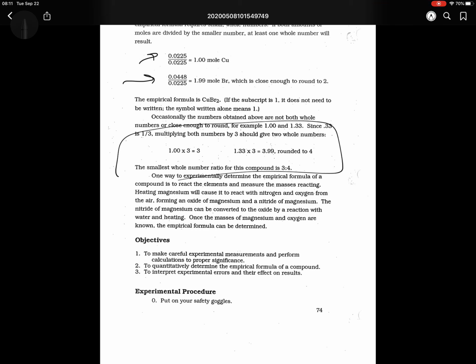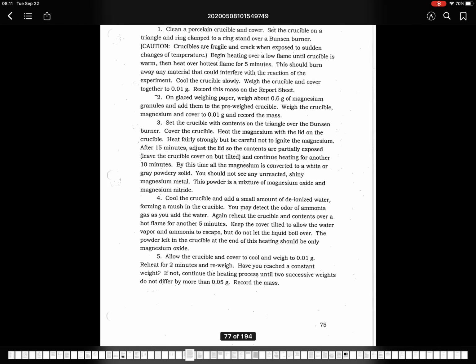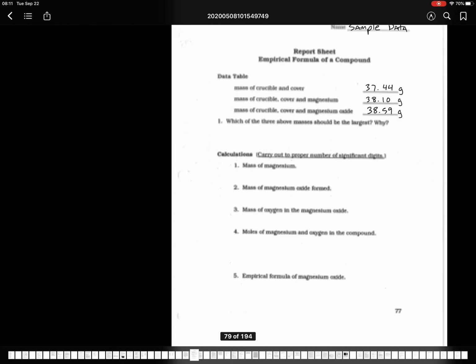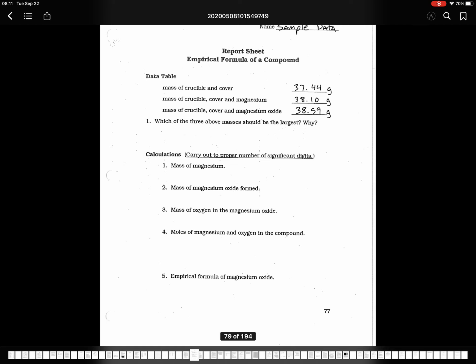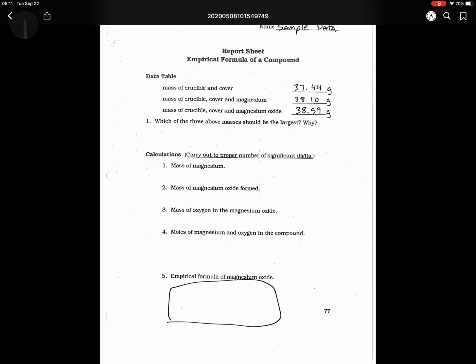And I really suggest that you guys watch the lecture video on this topic, and I think I even posted an example video on this topic. Watch both of those before you attempt this lab, if you get confused easily. All right, so that's the point of this lab. At the end of this experiment, you should come up with an empirical formula.